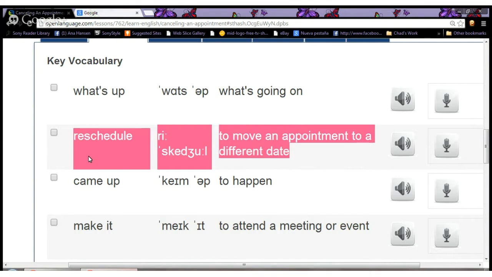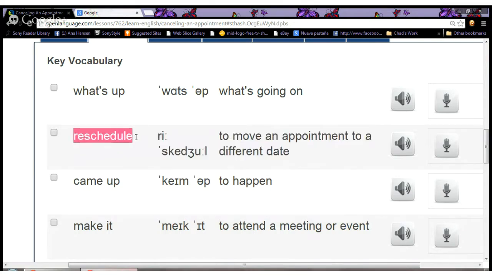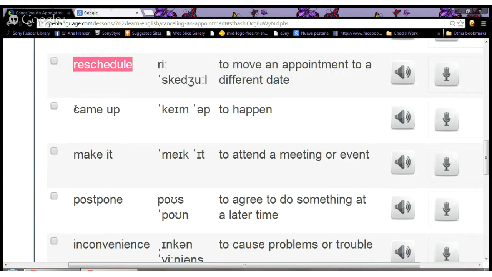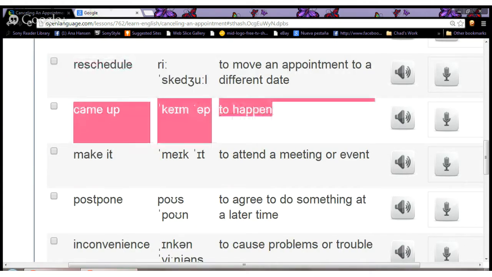So this word here, reschedule. It's not canceling, it's just moving that appointment to a different time or to a different day. So that's rescheduling. Good. All right, our next word here.